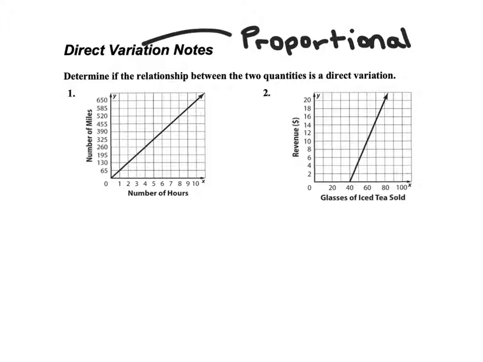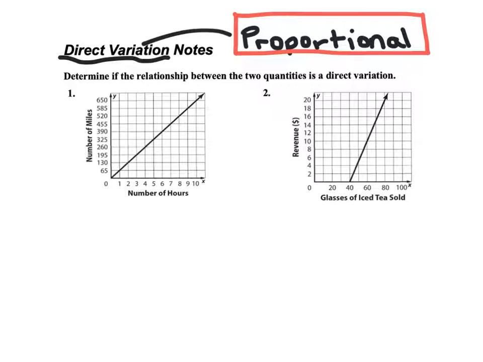Today what we're going to talk about is direct variation, and that is another way to say proportional relationships. So we're going to look at a couple examples of where we have what's called a proportional relationship. And I first want to show you how you can identify a proportional relationship by looking at a graph.